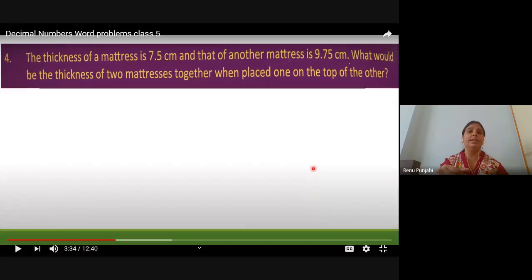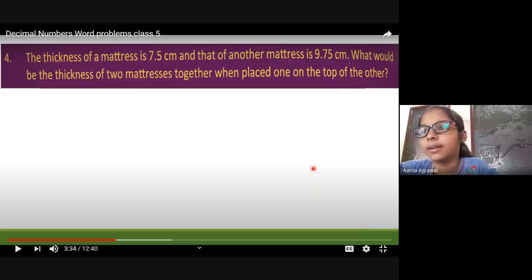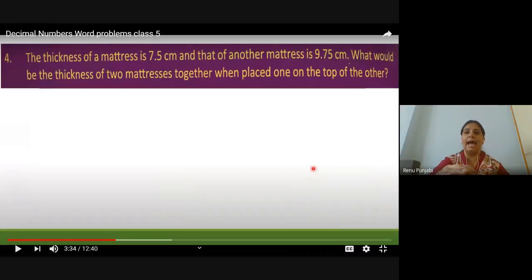What will be the thickness of two mattresses together when placed one on the top of the other? When we keep one mattress and then we keep another mattress, what will be the thickness now? So in this case, will we add or subtract? Ma'am, we will add.